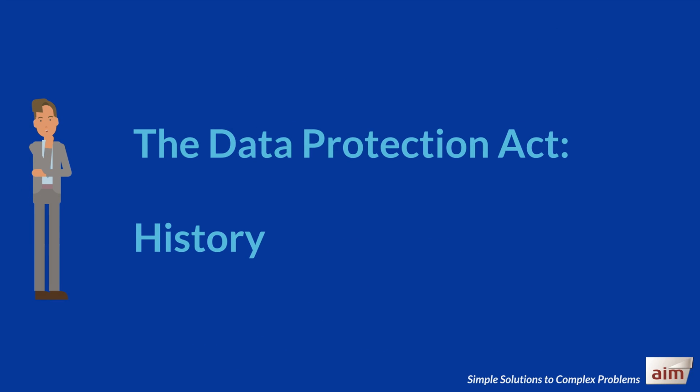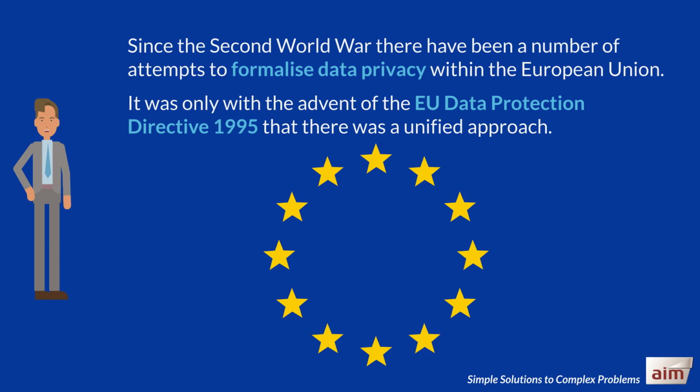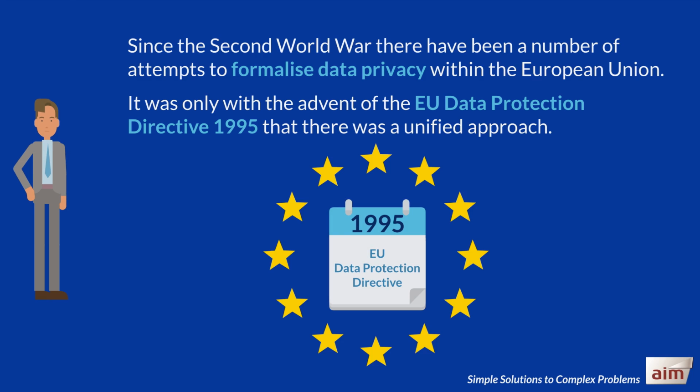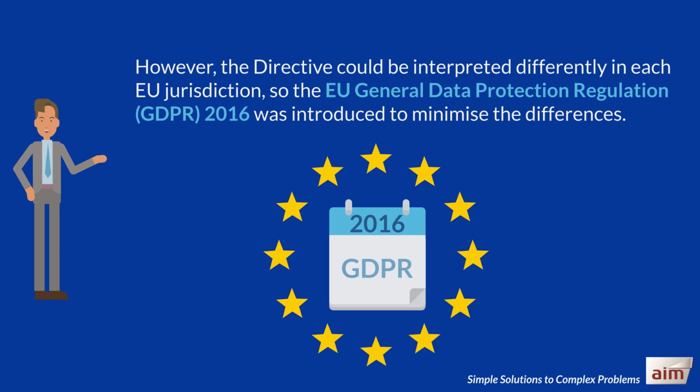The Data Protection Act, History. Since the Second World War there have been a number of attempts to formalize data privacy within the European Union. It was only with the advent of the EU Data Protection Directive 1995 that there was a unified approach. However, the directive could be interpreted differently in each EU jurisdiction, so the EU General Data Protection Regulation, GDPR, 2016, was introduced to minimize the differences.